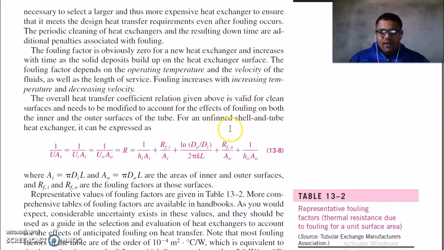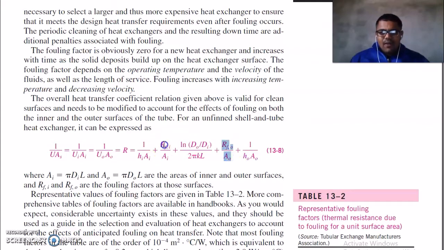For an unfinned shell and tube heat exchanger, it is expressed as, R is equal to, in this case, this is your inner side convective heat transfer coefficient term, this is your inner side fouling, which is R_f,i by A_i, the area of the inner surface. This is your wall resistance. This is the outer side fouling of the outer surface, and this is the outer side convective heat transfer coefficient.